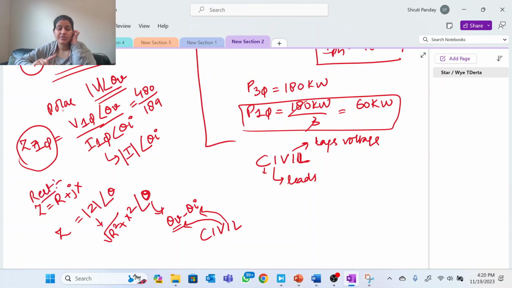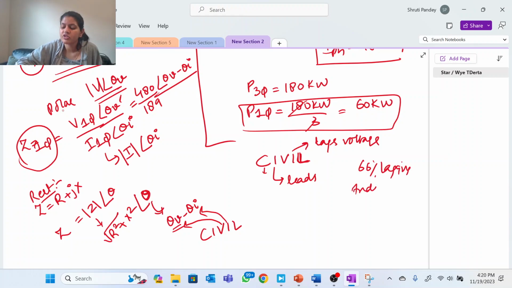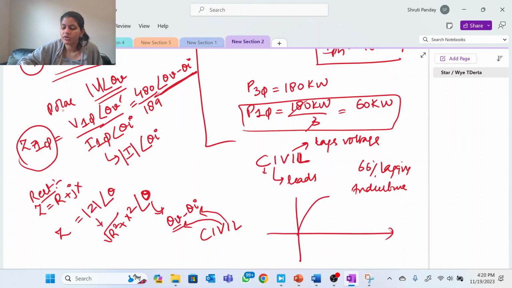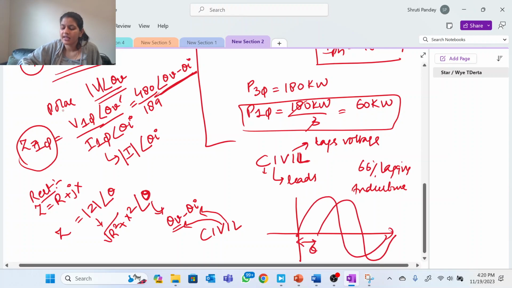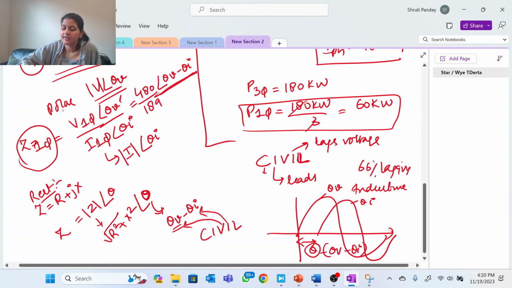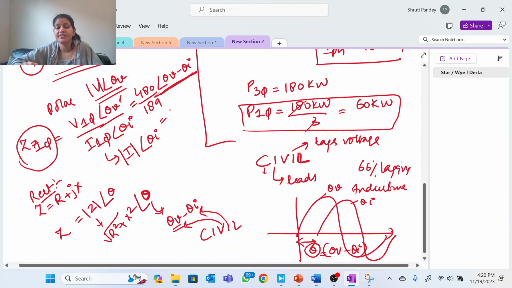Whenever I am dividing two polar forms, you know that the angles are subtracted. So it will be theta V minus theta I, and it is very clear that it says 0.66 lagging, and lagging is always in terms of an inductive load. So this theta V minus theta I is, say this is a voltage waveform, this is a current waveform, right? And there is this angle theta, this might be theta V, this might have an angle theta I, and this theta is theta V minus theta I.